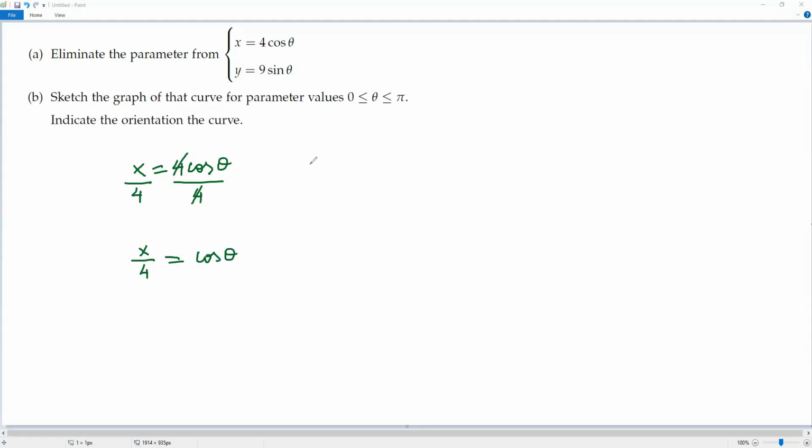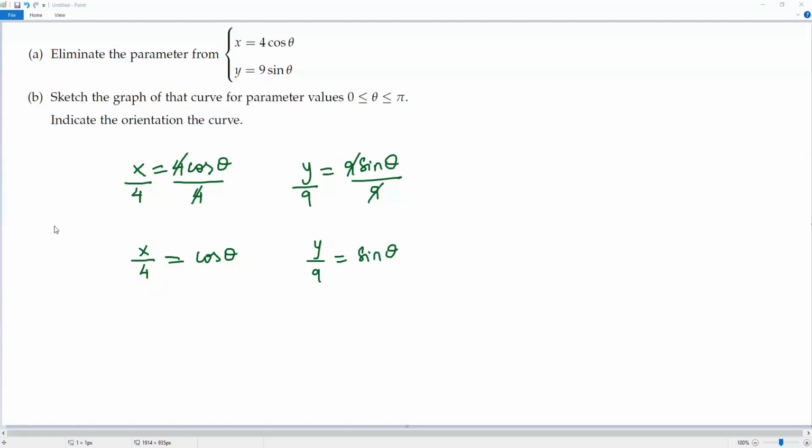Now let's solve for sine theta from the second equation. So y is equal to 9 sine theta. To solve for sine theta, I'm going to divide both sides by 9. 9 will cancel out. I get y over 9 is equal to sine theta. Okay, now I have solved for cosine theta and sine theta from the given parametric equations. Cosine theta is equal to x over 4 and sine theta is equal to y over 9.